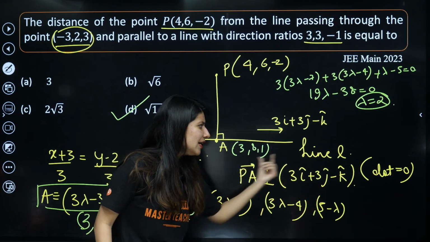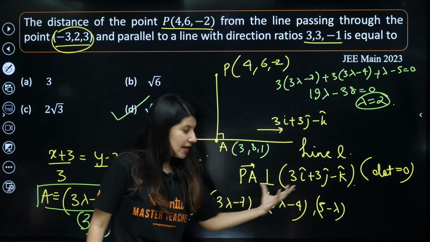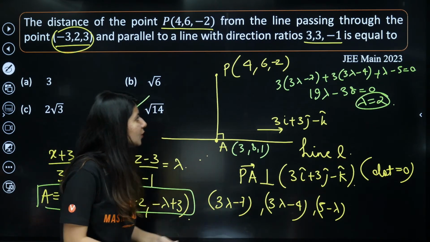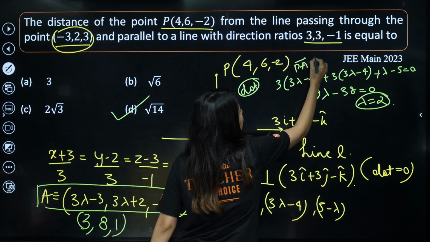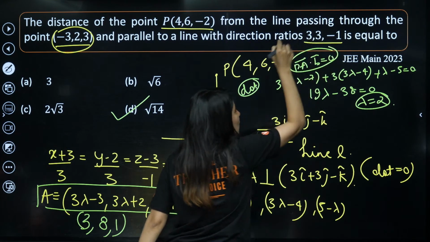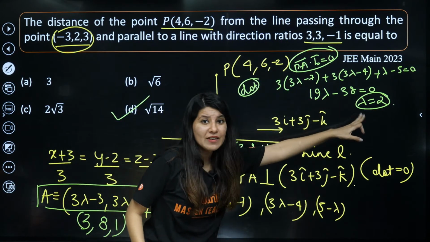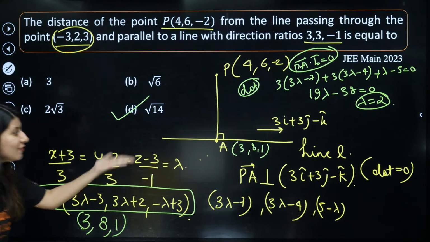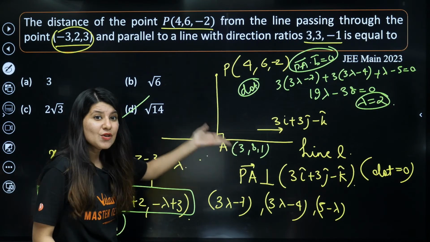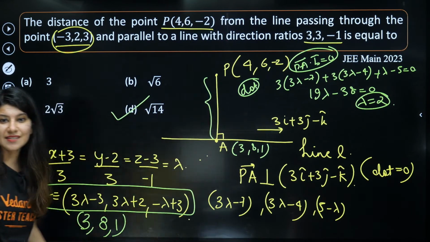You just need to take the dot product of PA vector and this direction ratio vector, and the moment you take the dot product equal to 0, PA dot B is equal to 0. Remember this is very important. Only remember this, forget everything. PA dot B is equal to 0. You get the value of lambda. Once you have the value of lambda, what are you waiting for? Get the value of A. Once you have A, that is the foot of perpendicular, you can easily determine the PA distance.